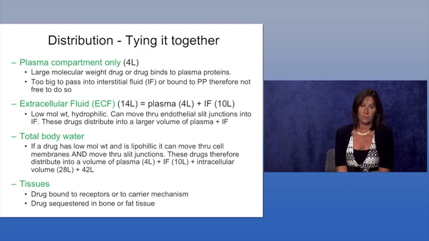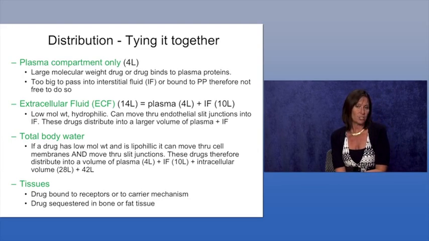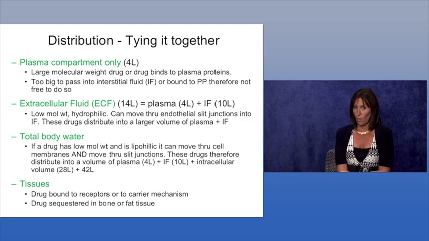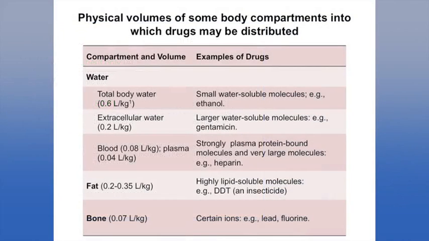The drug could have a low molecular weight, could also be lipophilic, and therefore it's moving through the cell membrane using that permeation principle and the Henderson-Hasselbalch equation, so that the drug is moving easily across the lipid bilayer. Therefore, these drugs could distribute everywhere. They could get into plasma, interstitial fluid, or into the intracellular fluid volume as well, a total of 42 liters. And then you can imagine that a drug is sequestered into tissue such as bone, as we mentioned previously, or it could be bound to receptors at its targeted site of action or to a carrier mechanism. So this gives you an example of some physical volumes of some body compartments into which drugs may be distributed.